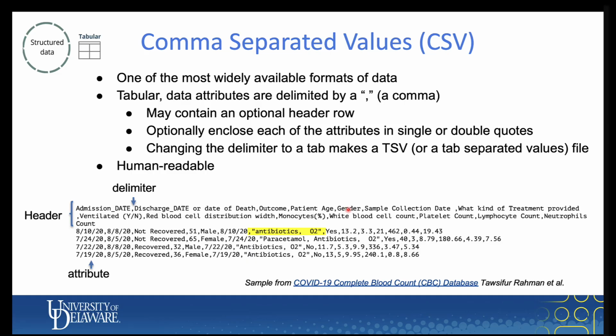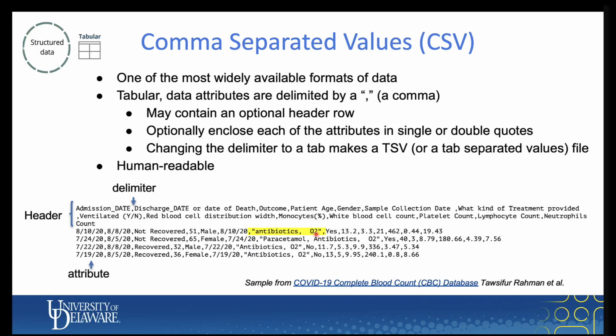Optionally, enclose each of the attributes in single or double quotes. This is especially true when there is a comma in the data itself. Like in the highlighted example here, we have the treatment, which will be antibiotics and oxygen, and it's separated by a comma. So in order to distinguish from a delimiter, we use the double quote.